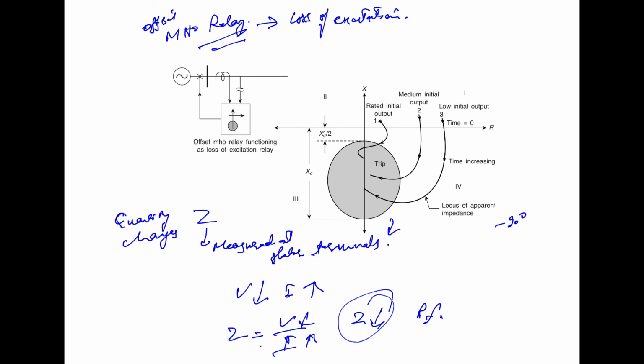In order to give the time for the changeover to the standby exciter by the control circuitry, the relay operation can be delayed by about 0.5 to 3 seconds. So this is how the offset Mho relay, which is the distance relay, is used for detecting the loss of excitation.